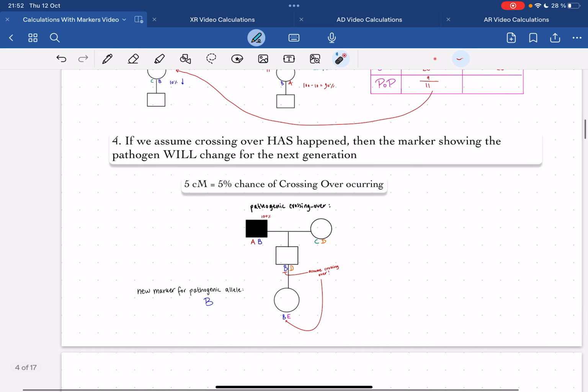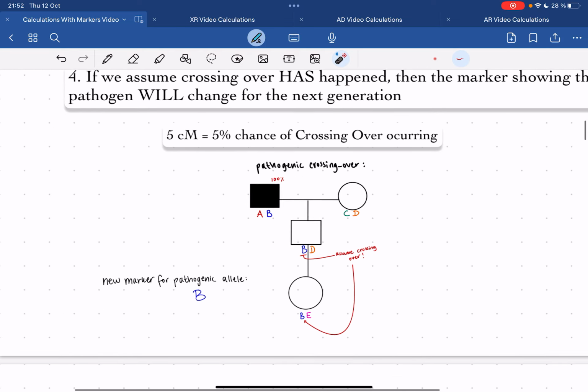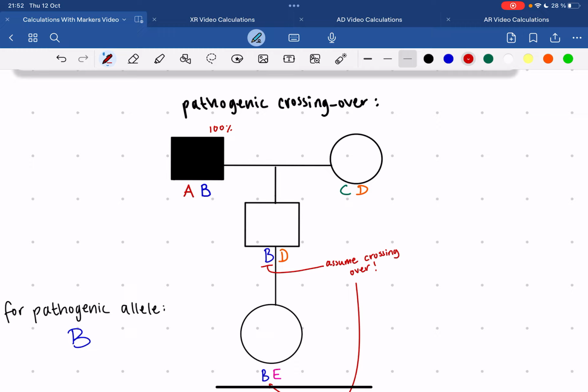Alright, if we assume that crossing over has happened, then the marker showing the pathogen will change for the next generation. What does that mean? Let's assume that there has been a pathogenic crossing over occurring. That means that this B is actually an A undercover, so we assume that crossing over has occurred. This B is actually an A, right?